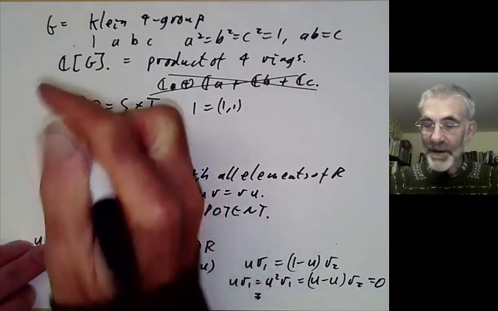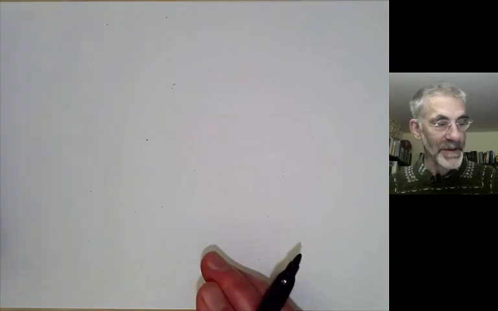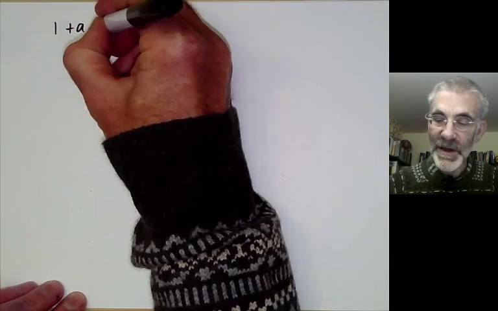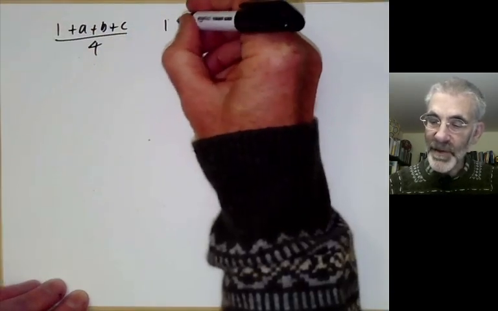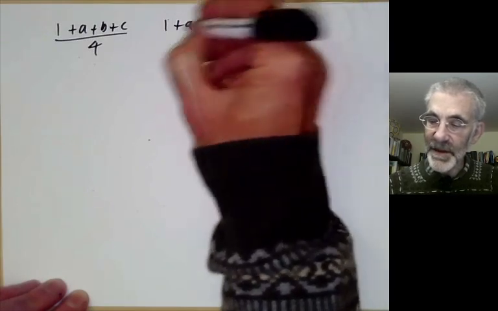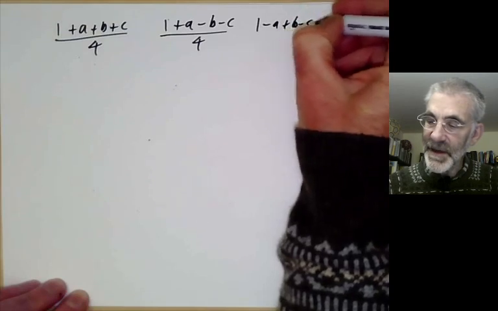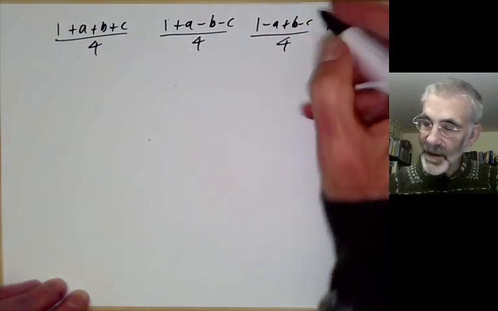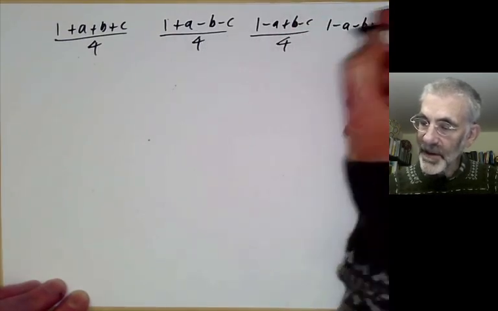So in order to write this group ring as a product of rings, we want to find idempotents. And one easy way to do it is to just write them down explicitly. So here's an idempotent, (1 + A + B + C)/4. Here's another, (1 + A - B - C)/4. And here's another, (1 - A + B - C)/4. And there's another obvious one, (1 - A - B + C)/4.